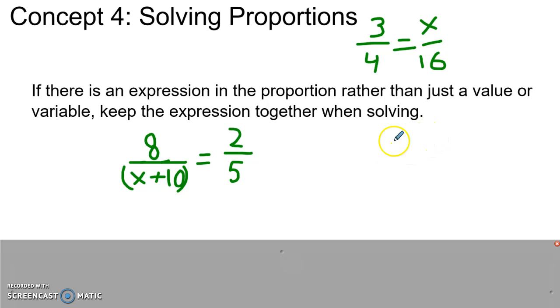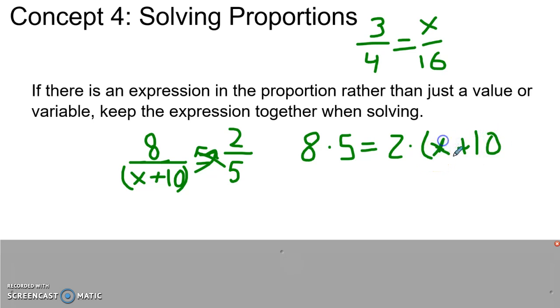So if I multiply this, I would get 8 times 5 equals 2 times (x plus 10). Okay. You can distribute out your value, or you can simply divide. All right. So 8 times 5 is going to be 40, but I could also just take this step first.